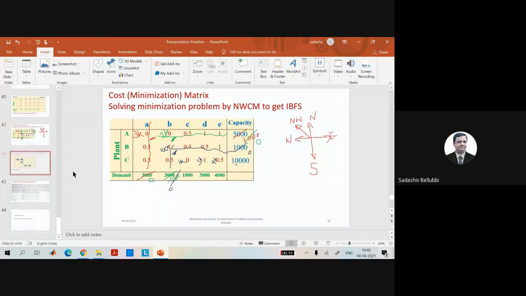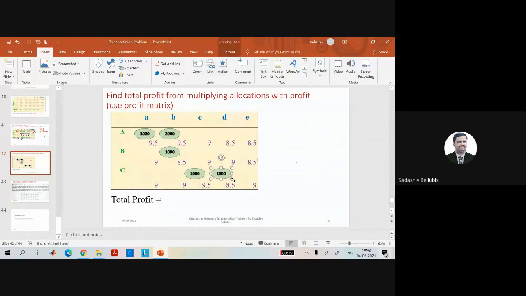This one is 5000. This is 4000. Like this, we need to write the allocations and we need to write the matrix. The total profit will be 9.5 into 3000. Just write it fast. Next one, 9.5 into 2000 plus.